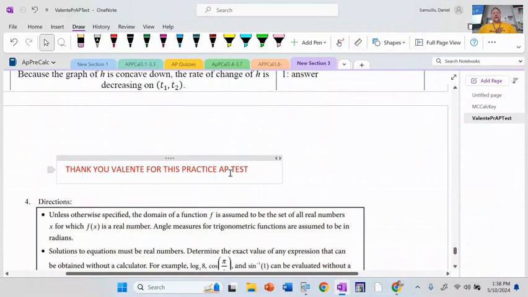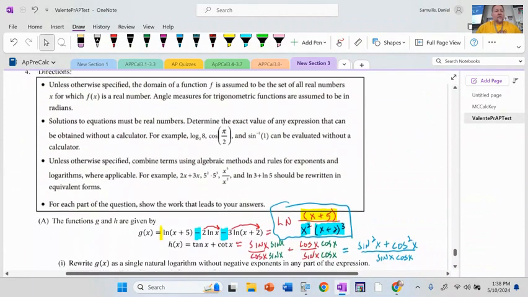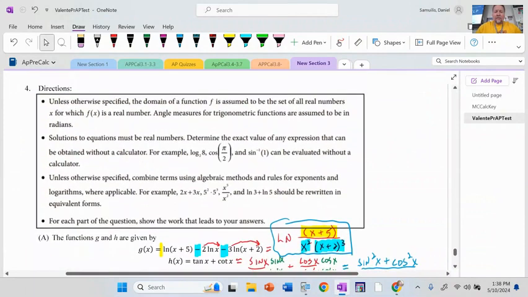All right, and then we're on the last one. Thank you again, Valente, whoever you are. Okay, so nice little directions I think you've seen a billion times.